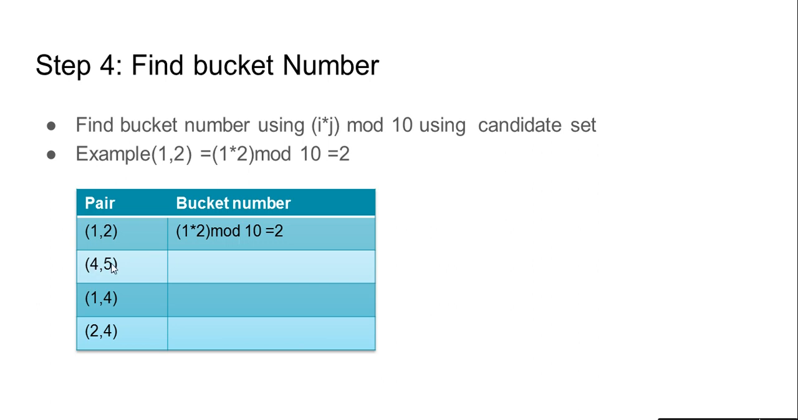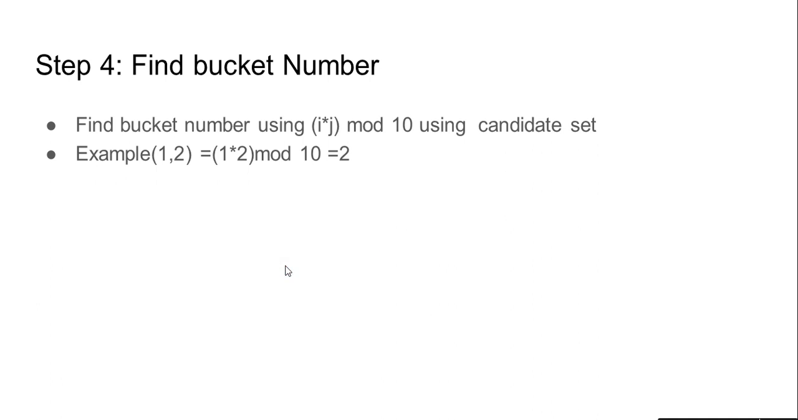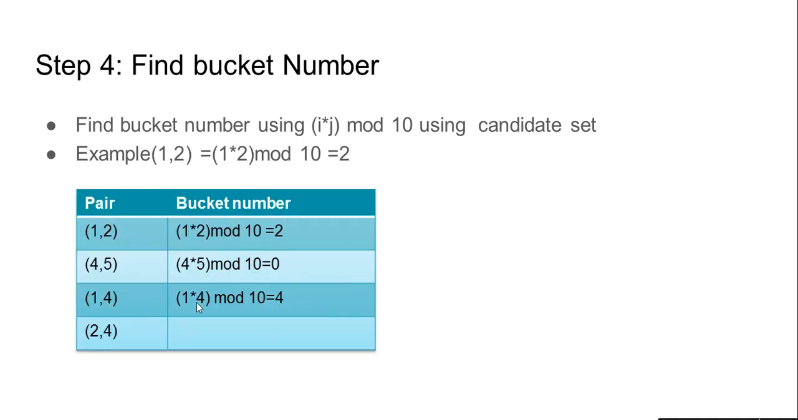Like that I have 4, 5. So I will do 4 into 5, that is 20 mod 10, which is equal to 0. The next one is 1, 4. So that is 4 mod 10. So the number is 4. And like that for 2, 4 also you have 8 mod 10. So the value is 8. So like that you have found the candidate set and you have also found the bucket numbers. Now this was your step 4, where you have calculated the bucket number.